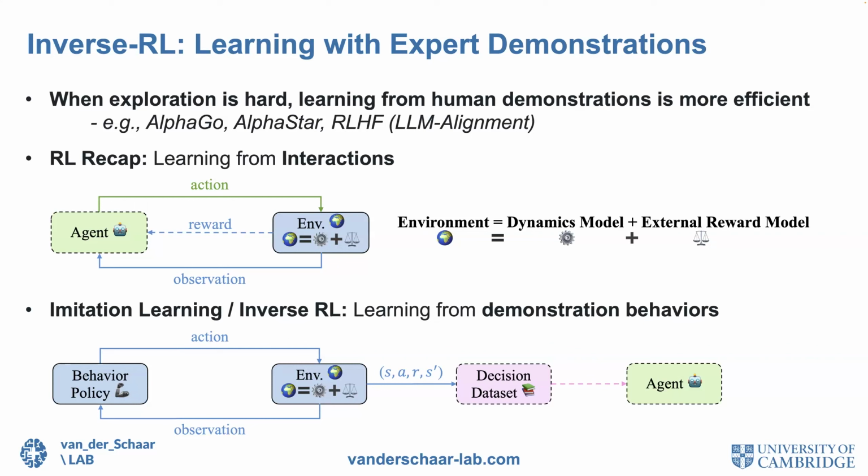So in those settings, it would be very helpful to include human demonstrations in the learning process. A behavior policy in these cases can interact with the environment and generate a demonstration dataset, and then this dataset can be used in policy learning to learn efficiently from demonstrations rather than directly interacting with the environment.